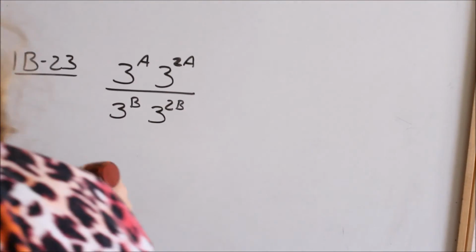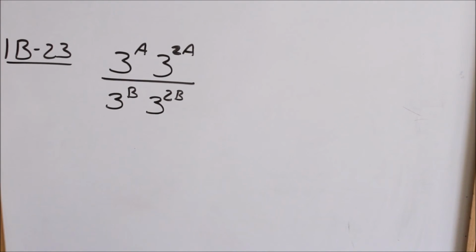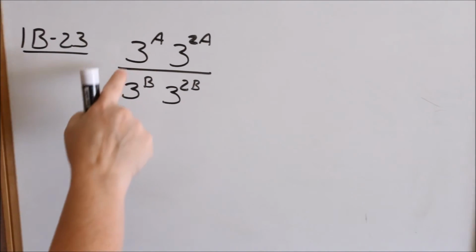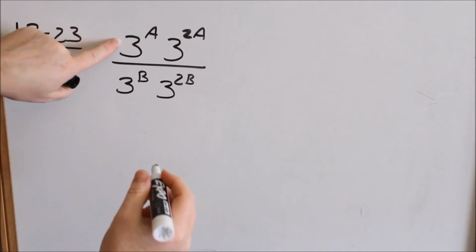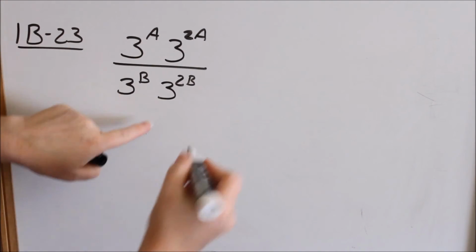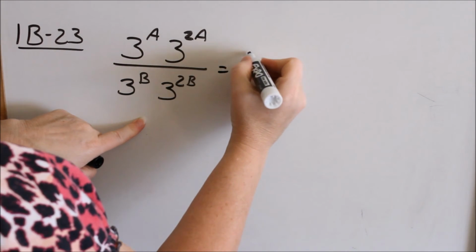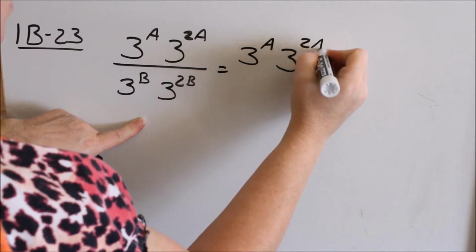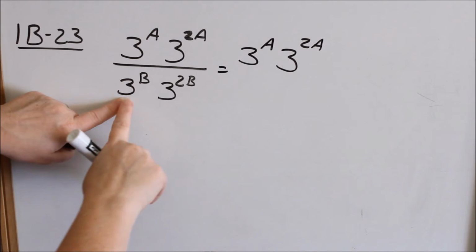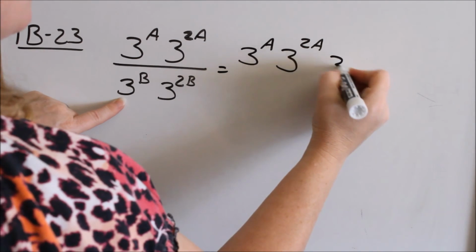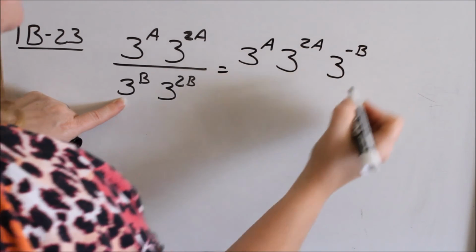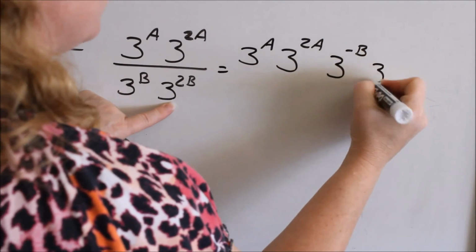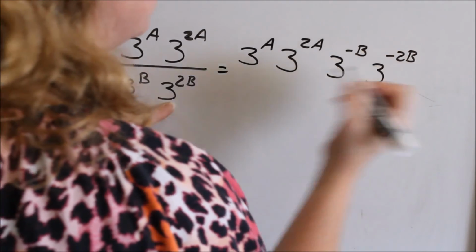Now let's look at 1b23. Same thing, I would recommend moving everything up to one line. We're dealing with the same bases here, 3, 3, 3, 3. So just rewrite your numerator: 3 to the A, 3 to the 2A. Now let's move this up to the numerator. That would be 3 to the negative B. You have to change the sign of the exponent. 3 to the negative 2B.